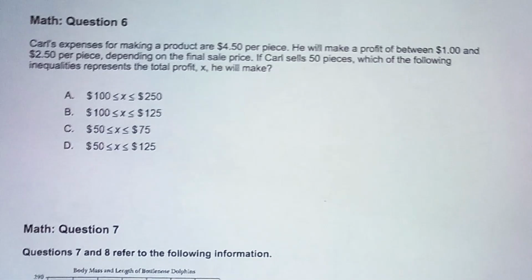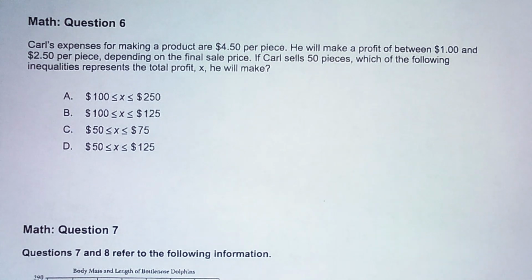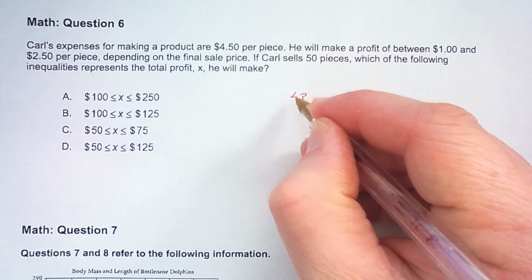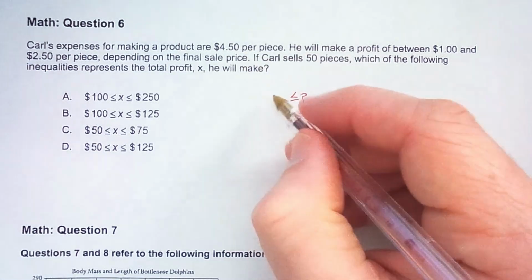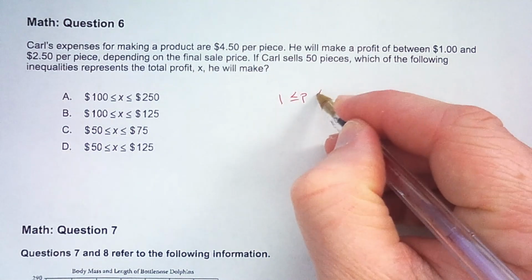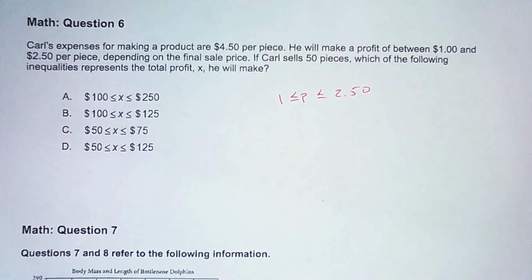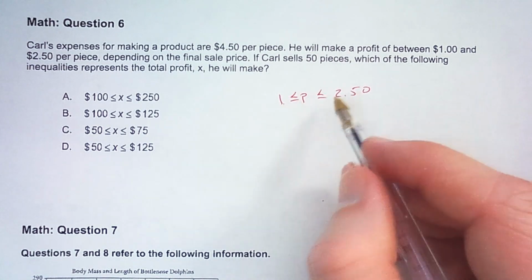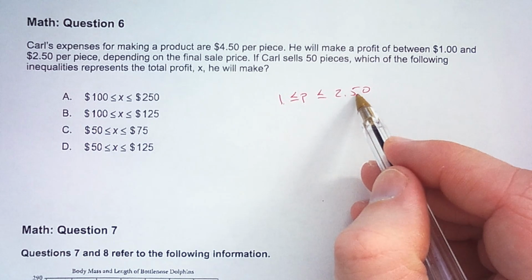Number 6, Carl's expenses for making a product are $4.50 per piece. He will make a profit of between $1 and $2.50 per piece, depending on the final sale price. So far we know that the profit is going to be at least $1, but at most $2.50 for every piece. Okay, so that's for one piece. Bigger than or equal to 1, less than or equal to $2.50.